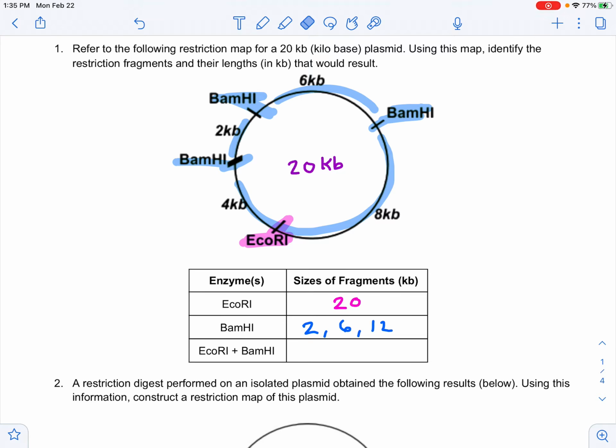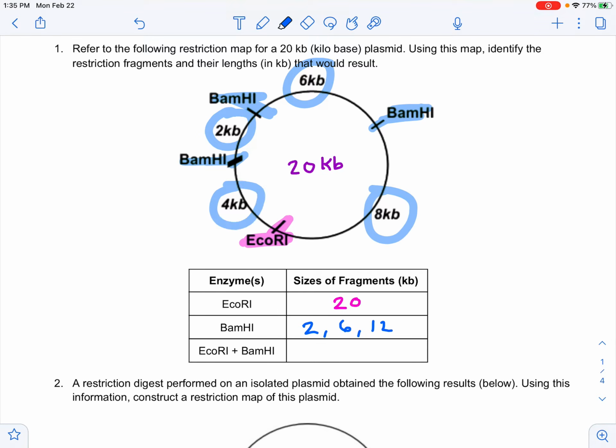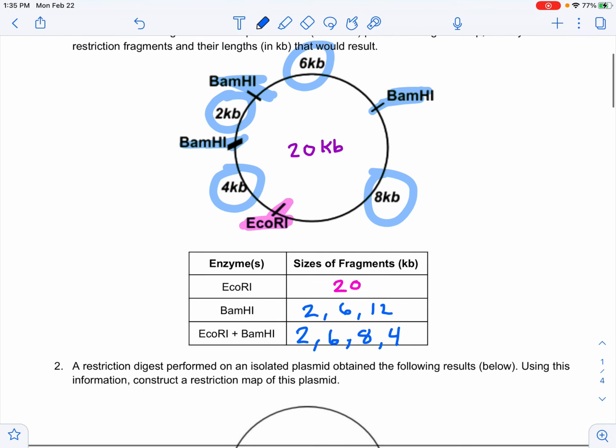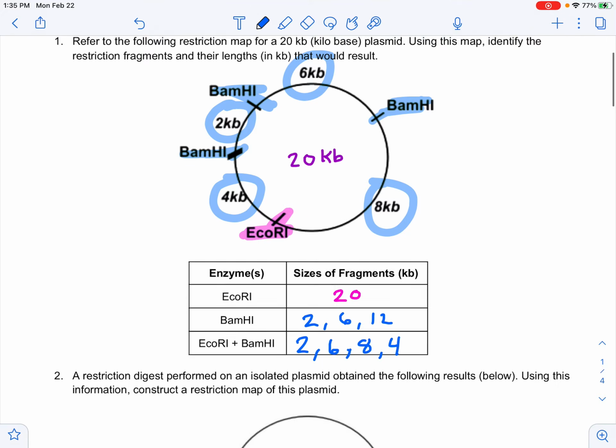And then of course, if we use both of them, then we make all those cuts, and we're going to end up with a 2, a 6, an 8, and a 4. Okay, so that's how that works.